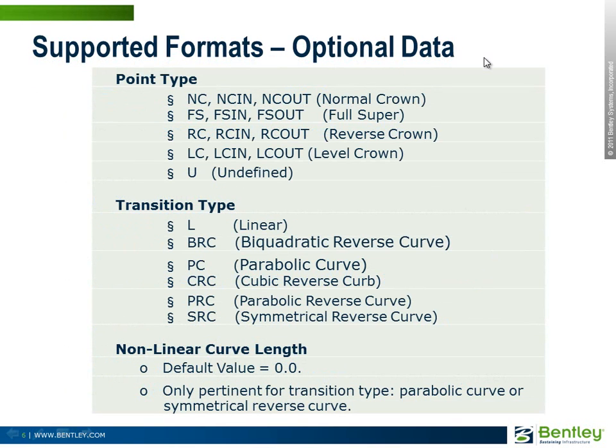We also have the optional data, and that includes some point types, which is the normal crown, normal in, normal crown out, the full super in and out, reverse crown, level crown, and undefined. A lot of these point types are used in quite a few of the reports. It doesn't affect the calculations, that's why it's optional. But if you want it to come out in your reports, and that's important to you, you may want to include that. It can also be added afterwards in the editor if you want.